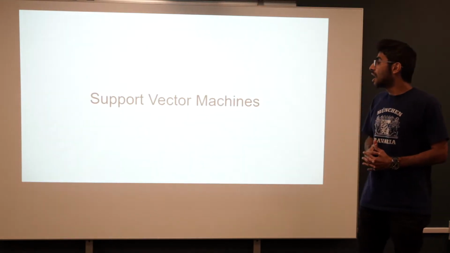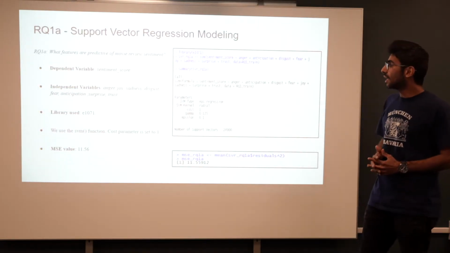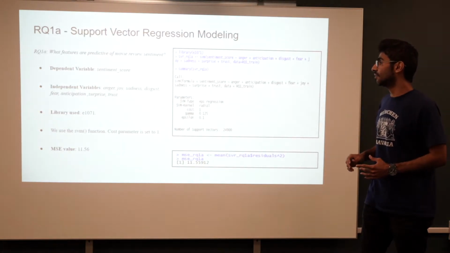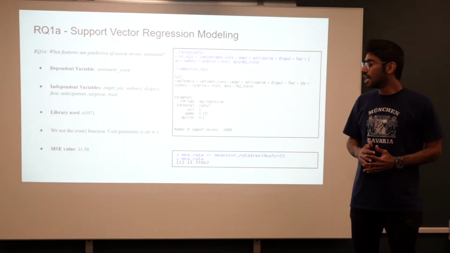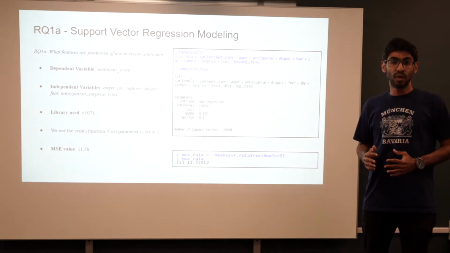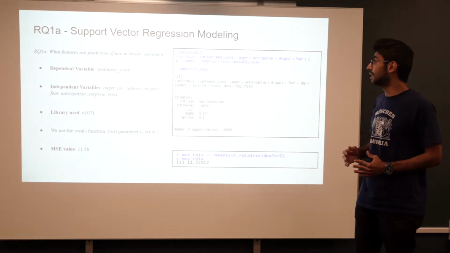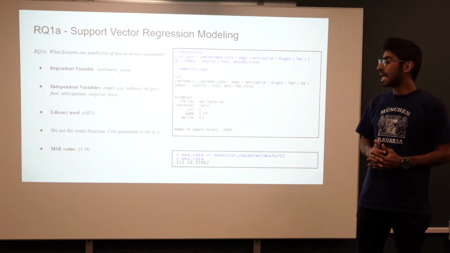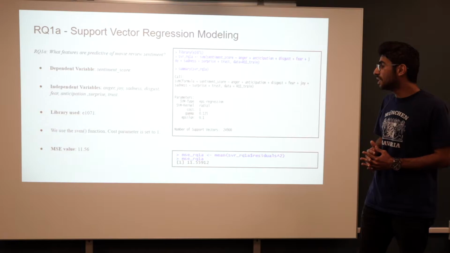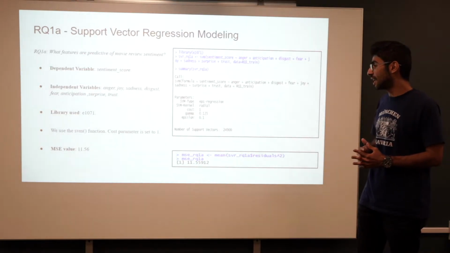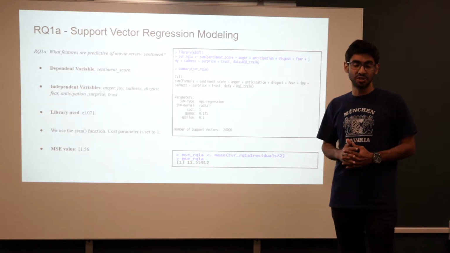Next. Coming to the support vector machines, for RQ1A, what we want to find out is what features are predictive of the movie review sentiment. We use the package e1071, and our dependent variable was a continuous measure, the value of the sentiment score. We ran a support vector regression, and what we see is the MSE, the error, is 11.56, which is pretty low. So I think SVR does a good job here.